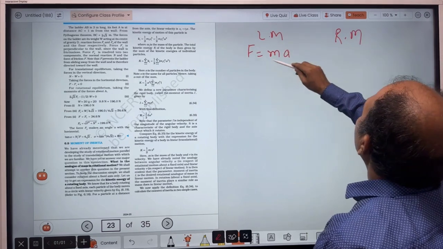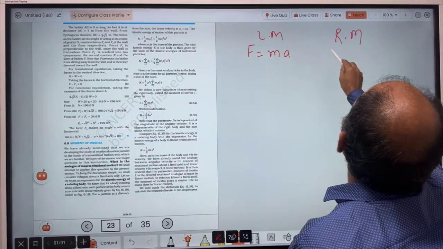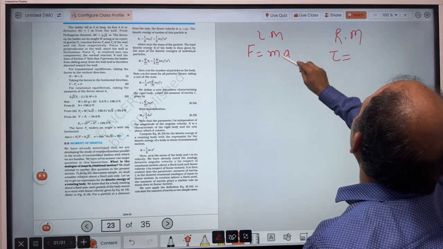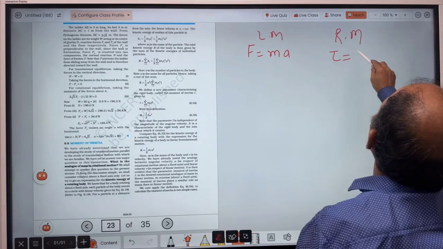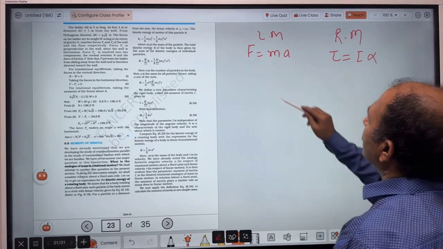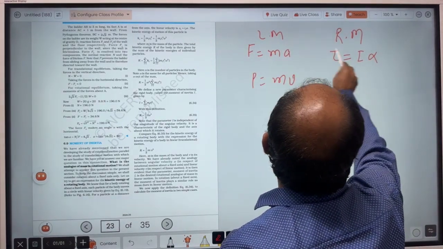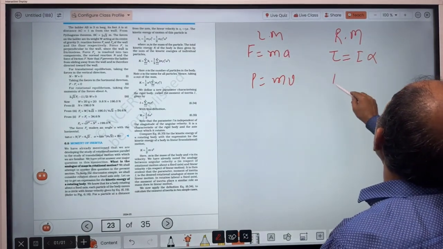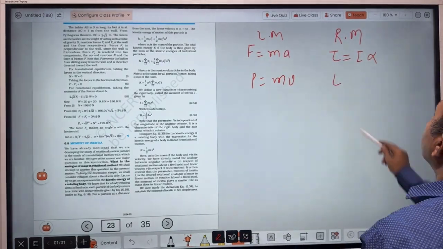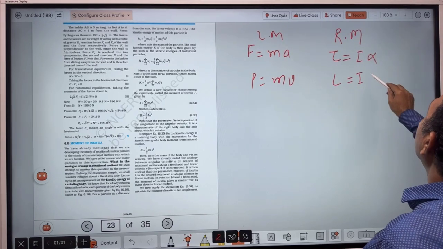Any other relation, suppose we write P equal to mv. So in rotational motion, P corresponds to angular momentum and mass will correspond to moment of inertia, and velocity will correspond to angular velocity. So it will play the same role as mass plays in case of linear motion. So its importance you have understood.